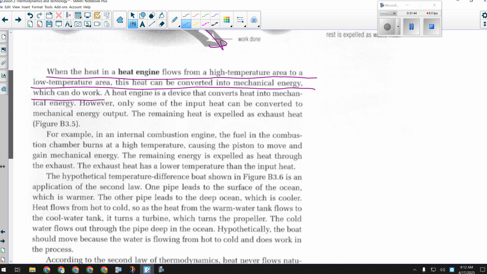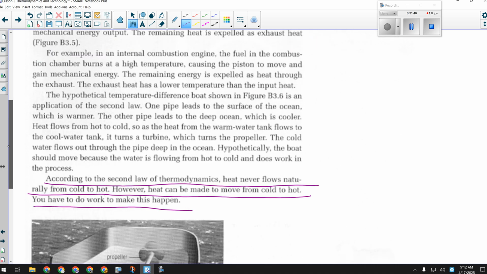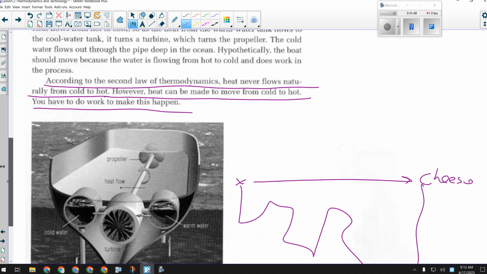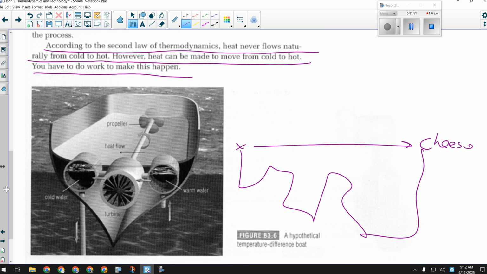All right, now, the first idea of how to make this work was this. This boat was supposed to be the first, sorry, that diagram's not going to make any sense yet. I know it's just cheese and it makes no sense, but trust me, it'll make sense in a minute. So this was the first idea for a heat engine.